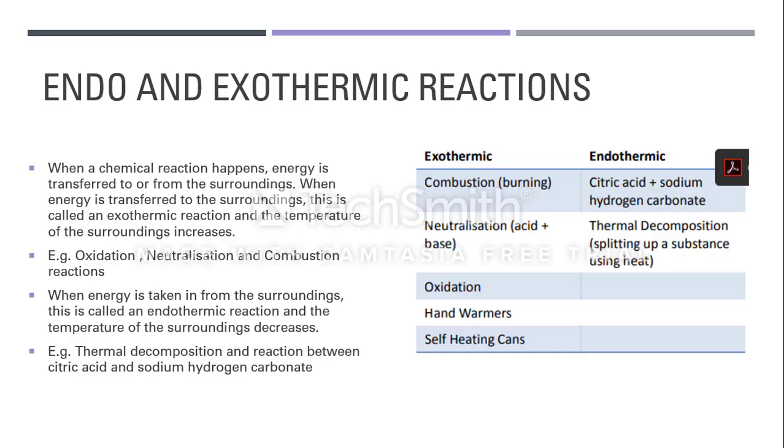Endo and exothermic reactions. When a chemical reaction happens, energy is transferred to or from the surroundings. So when it's transferred to the surroundings, it's called an exothermic reaction, and so the temperature of the surroundings increases. Examples of this are oxidation, neutralization, combustion reactions. When energy is taken in from the surroundings and the temperature of the surroundings decreases, this is called an endothermic reaction. Examples of this are thermal decomposition and the reaction between citric acid and sodium hydrogen carbonate, which is sherbet. Other applicational uses of exothermic reactions are oxidation, hand warmers, which are quite common in the UK because of the chilly climate, and also self-heating cans.